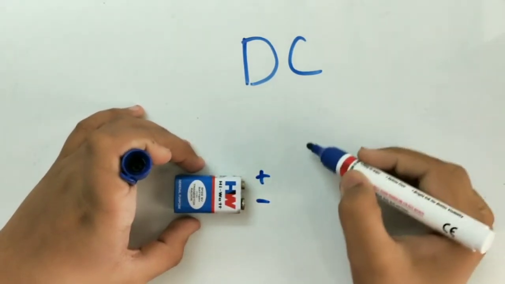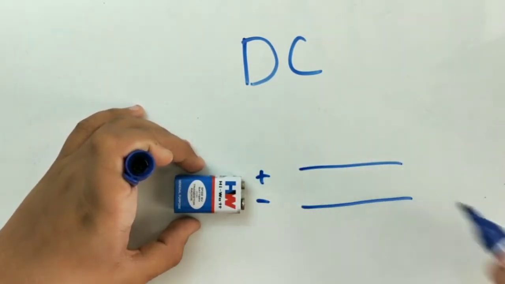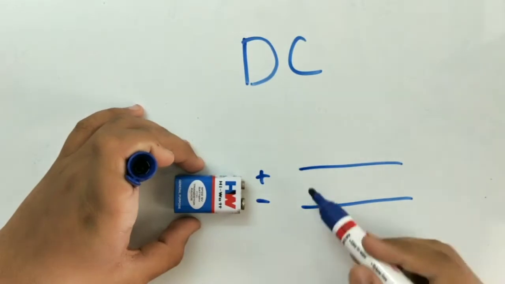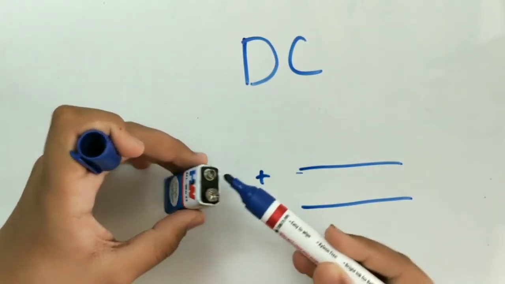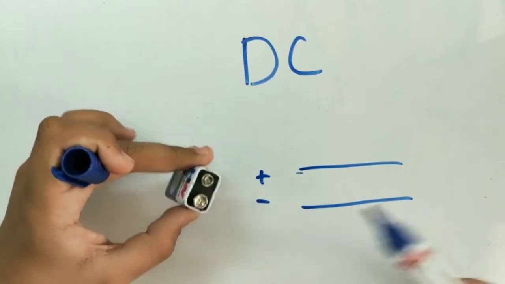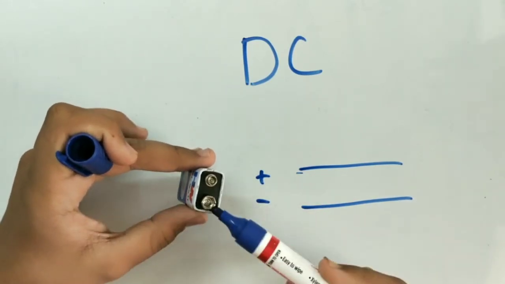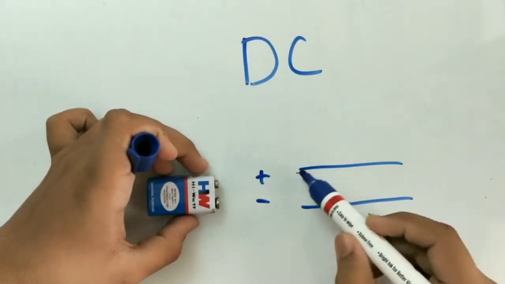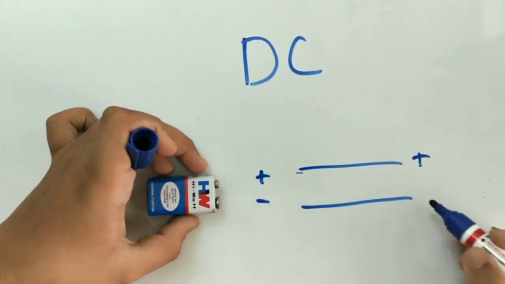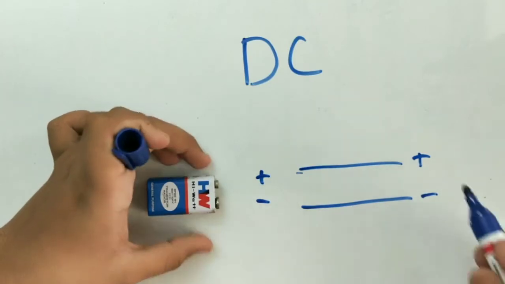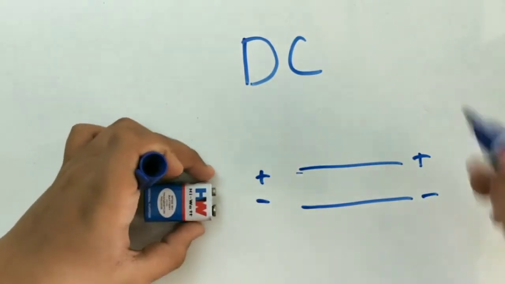If we take these as two lines, this wire is connected to the positive line, and this wire is connected to the negative line. So this line will always contain the positive charge and this will always contain the negative charge. It won't reverse.